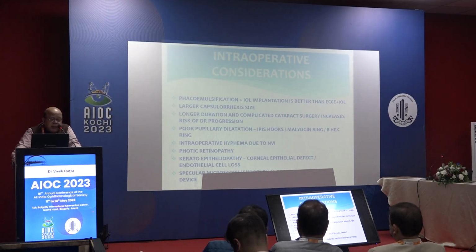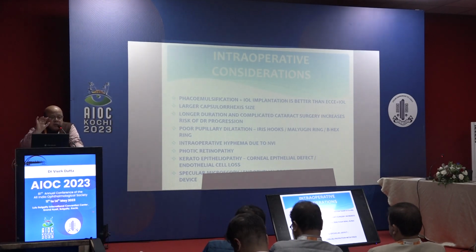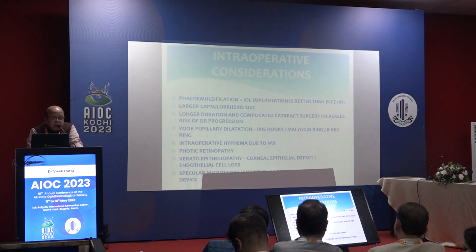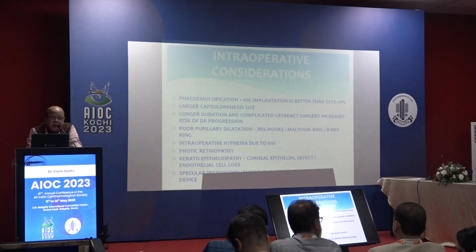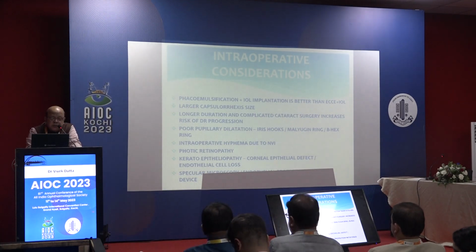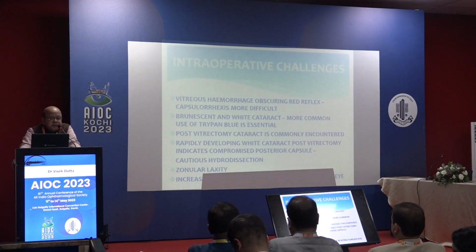Photic retinopathy can take place, and these eyes have a very abnormal corneal epithelium, so they can lead to corneal epithelial defects, delayed healing of the epithelium, and endothelial cell loss is also an important thing to take care of. Specular microscopy helps to assess the endothelial layer, and endothelial protection with the viscoelastic device is very, very important.